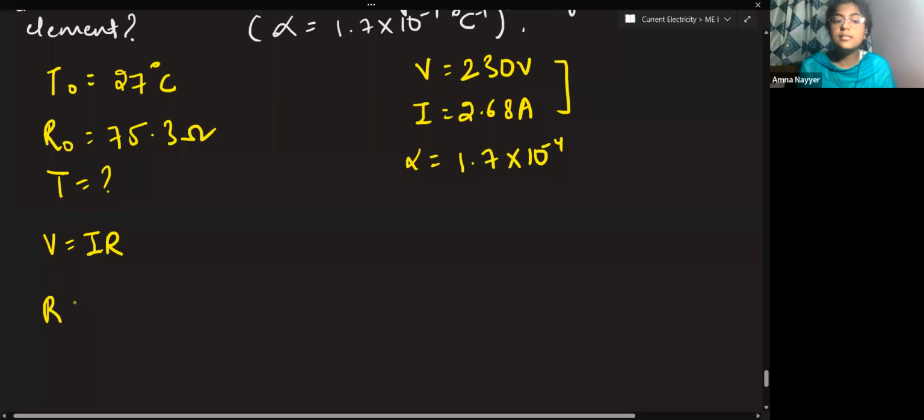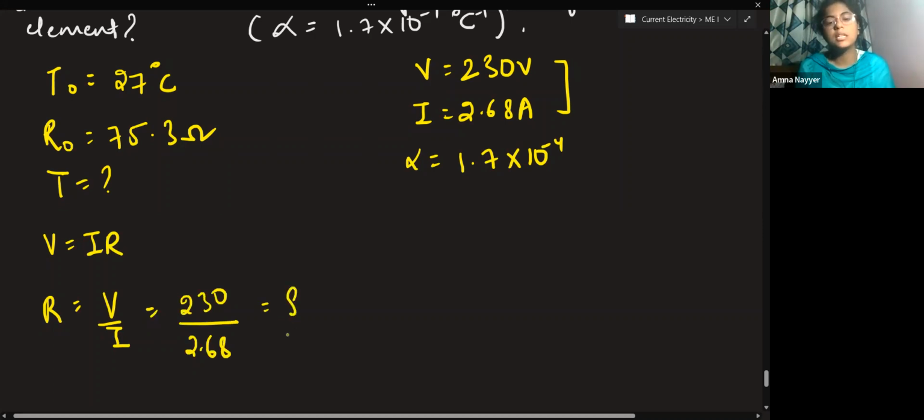So resistance will be voltage divided by current. Voltage is 230 volts. Current is 2.68 amperes. This should come around 85.6. If we round it off, it should come out this much. Just check the calculations once again and let me know whether it's 85.6 or something else.